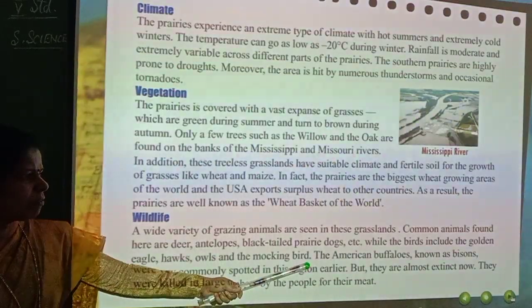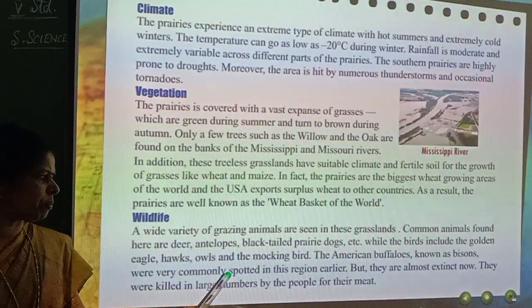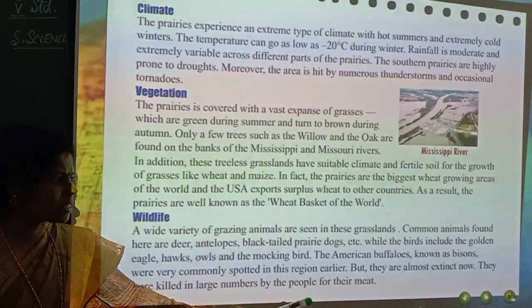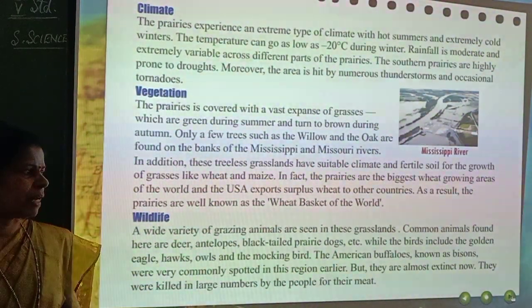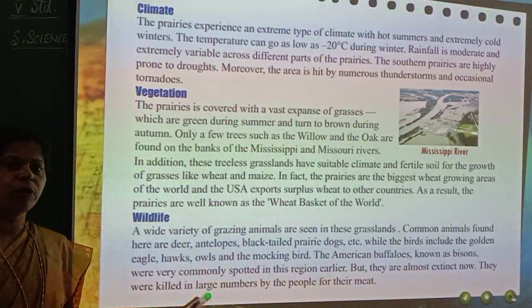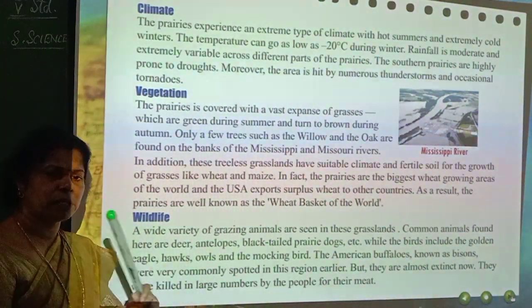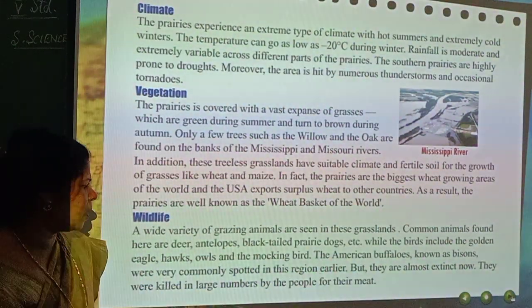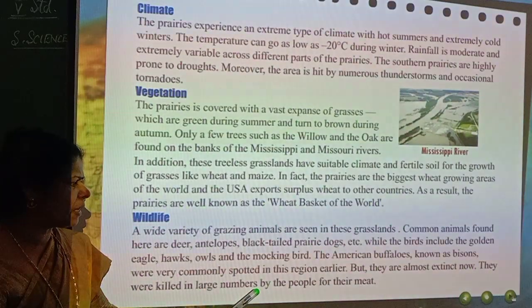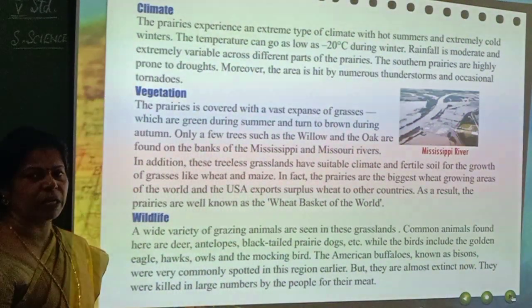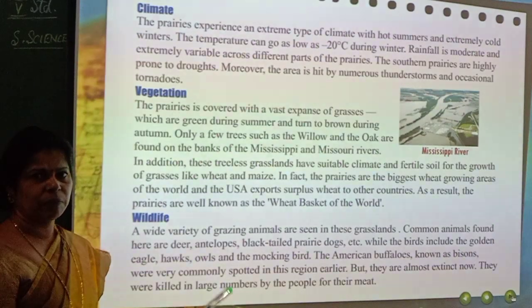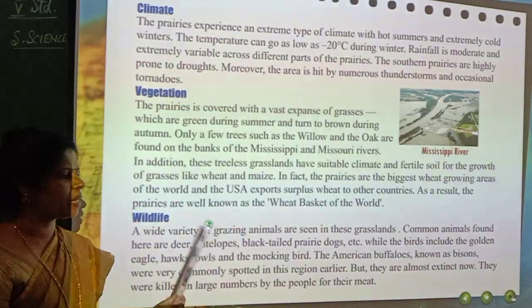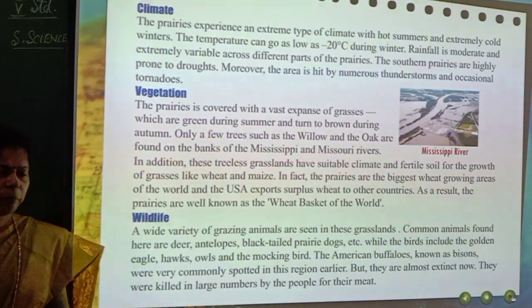The American buffaloes, known as bisons, were very commonly spotted in this region earlier. But they are almost extinct now. Bisons, that is American buffaloes, are not found now. Extinct means they have already disappeared. The species itself is not there. They were killed in large numbers by the people for their meat. Why were these bisons killed? For their meat. So many bisons were killed, so now we don't find that species at all.